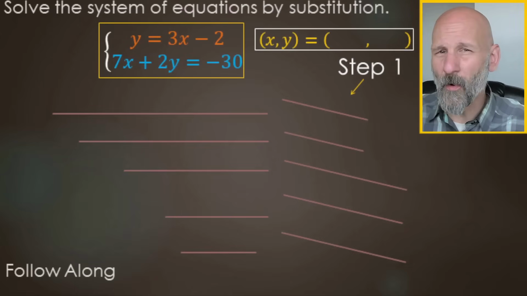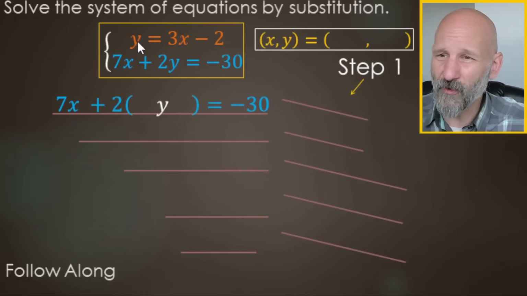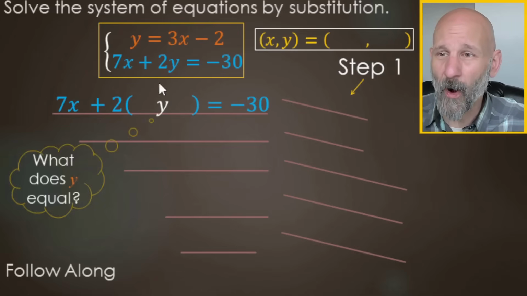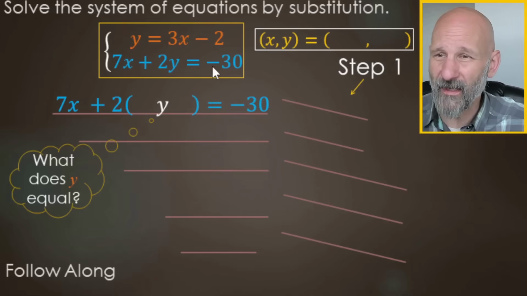So now follow along while I go over this system of equations here. This is going to be another solve by substitution. Now notice we have y equals 3x minus 2 there. Now what does y equal? So the bottom equation is 7x plus 2y equals negative 30. The top equation tells us what y equals, so we're going to do our substitution step there.